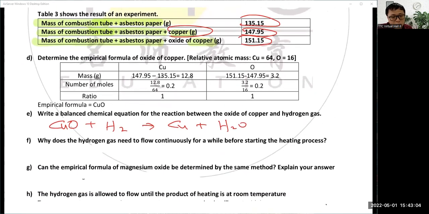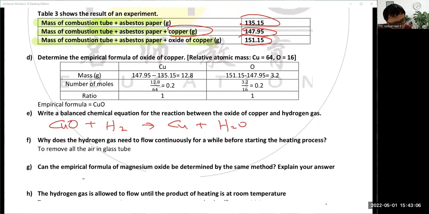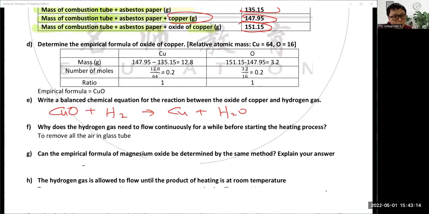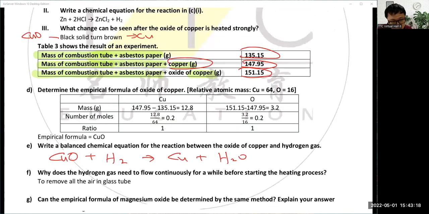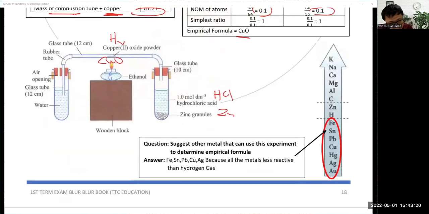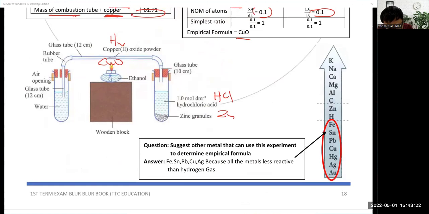Why does hydrogen need to flow through continuously throughout the experiment? To make sure all the air is removed; if not, an explosion occurs if you heat a mixture of oxygen and hydrogen. Can the empirical formula of magnesium oxide be determined using this method? If you look at the reactivity series, you realize that hydrogen can take away oxygen from copper because it's more reactive, but it cannot take away oxygen from magnesium.